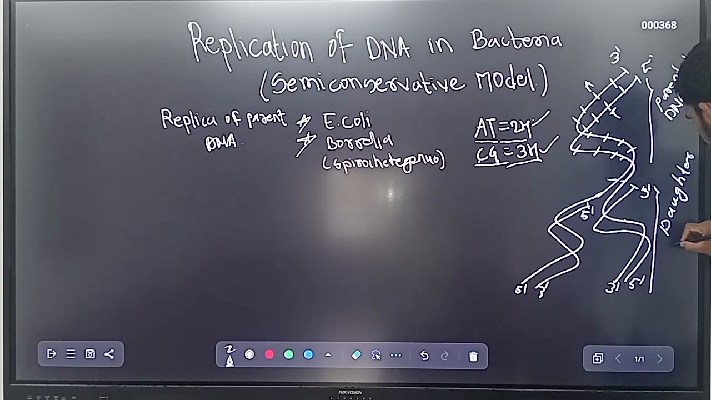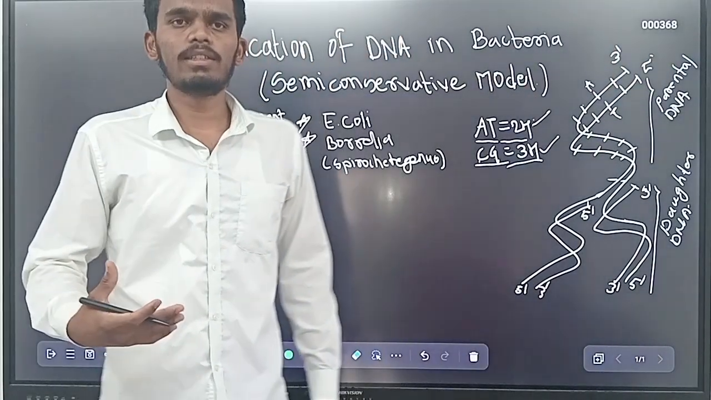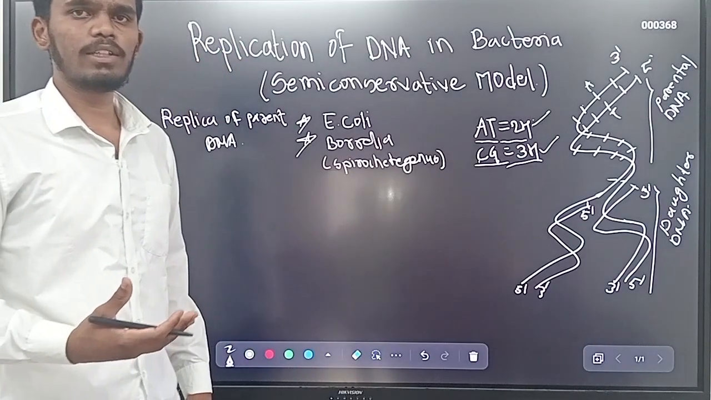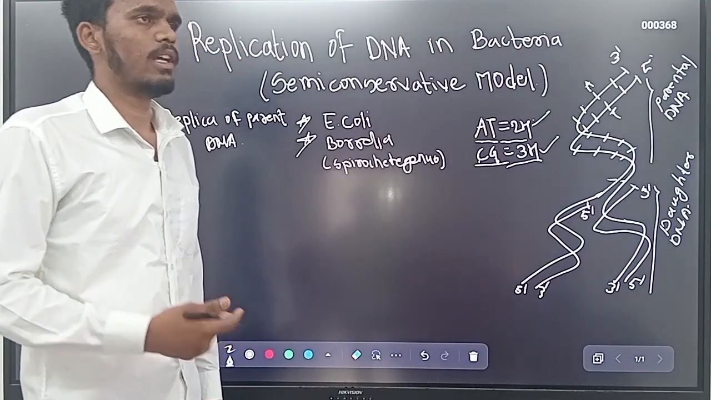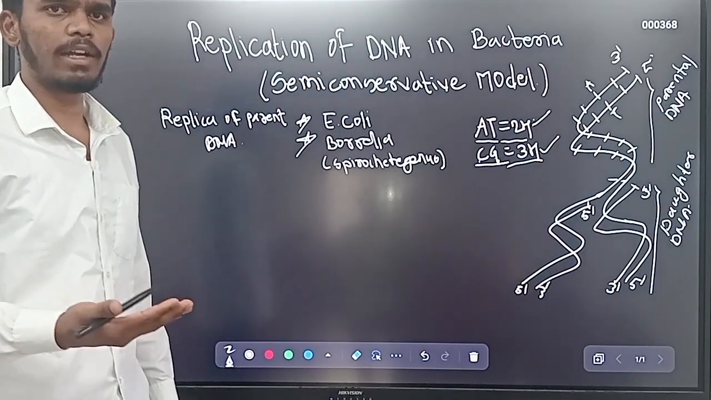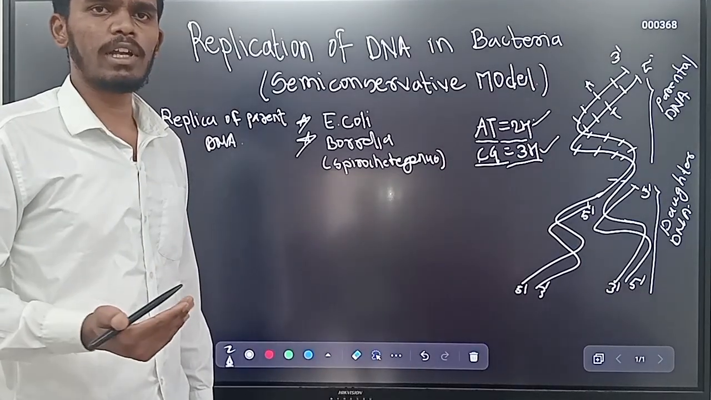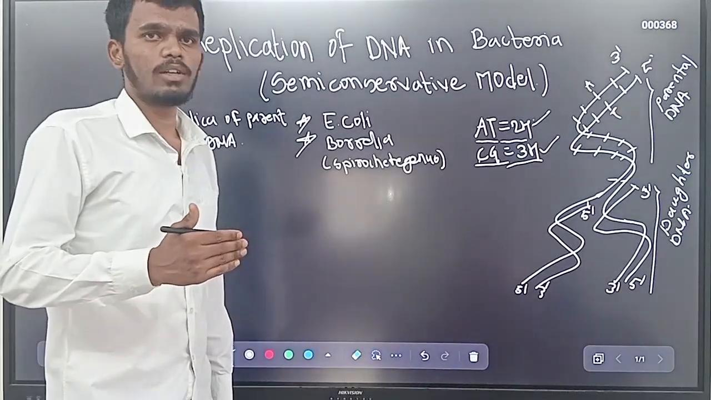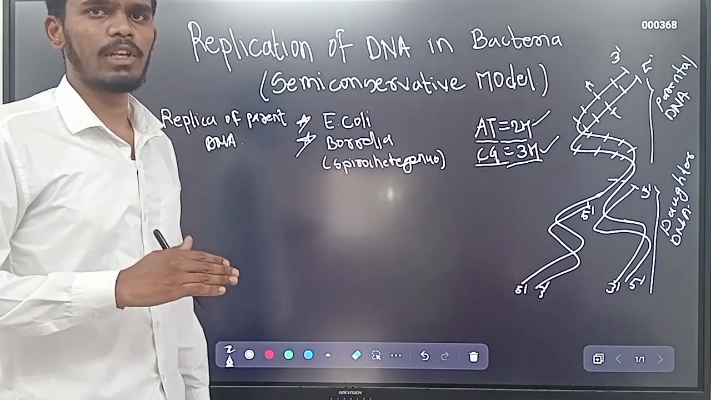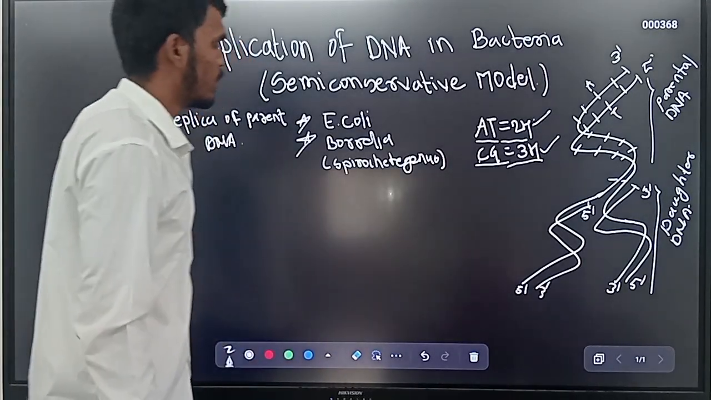This concept is highly important because various questions may be asked about why we say that this model is semi-conservative in nature. Then the second concept is that this is also called bidirectional. Why is it called bidirectional? These words you should learn by heart, and you should clearly know these concepts. So why semi-conservative?